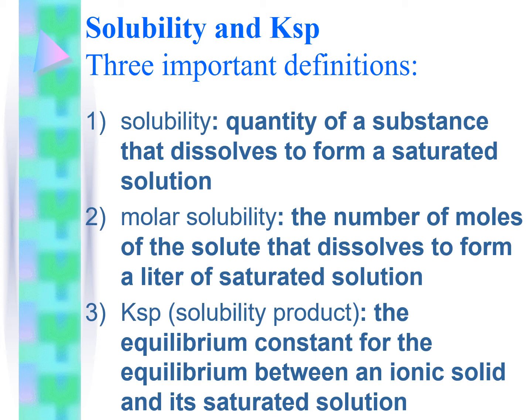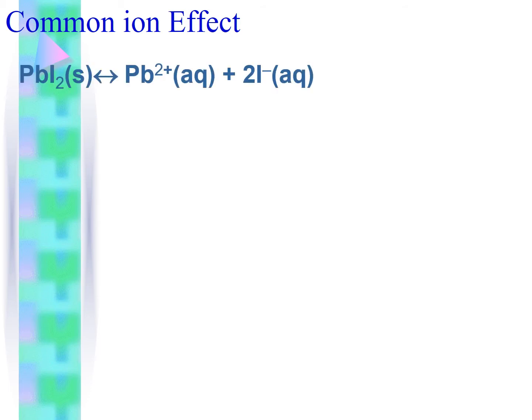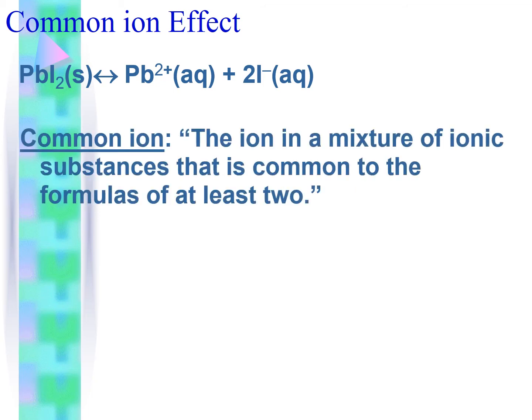And that brings us to the common ion effect. So let's go back to that equation of lead iodide dissolving into lead and iodide ions. A common ion is an ion that's common to the formulas of at least two ionic substances in a mixture. What that means is, let's say I were to put some sodium iodide in with some lead iodide. That sodium iodide is going to be really soluble. I'm going to have a lot of iodide ions present already.